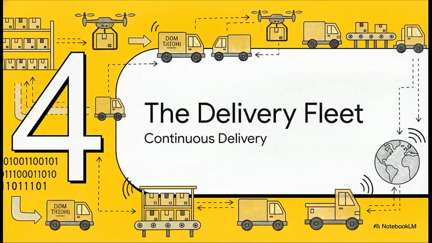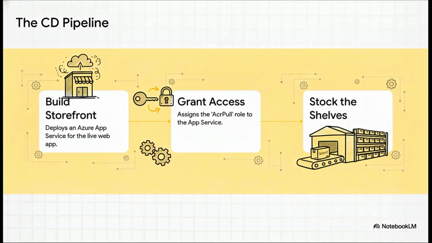Okay, now for the really cool part. We've got a product sitting in the warehouse. How do we get it out to the world? Well, for that, we turn on the second half of our factory, the Automated Delivery Fleet, also known as Continuous Delivery, or CD. And just like the first half, this delivery system is completely hands-off.